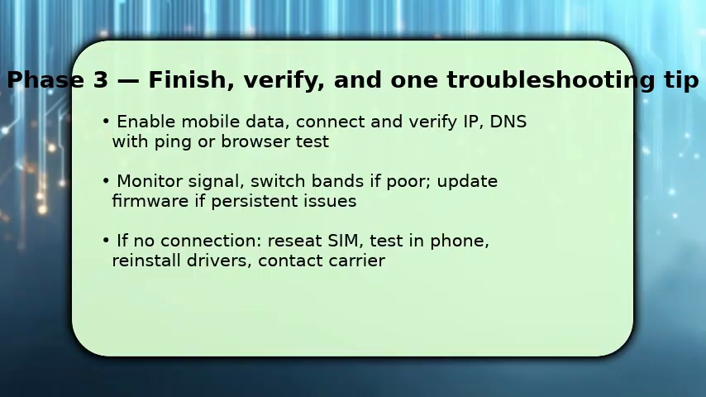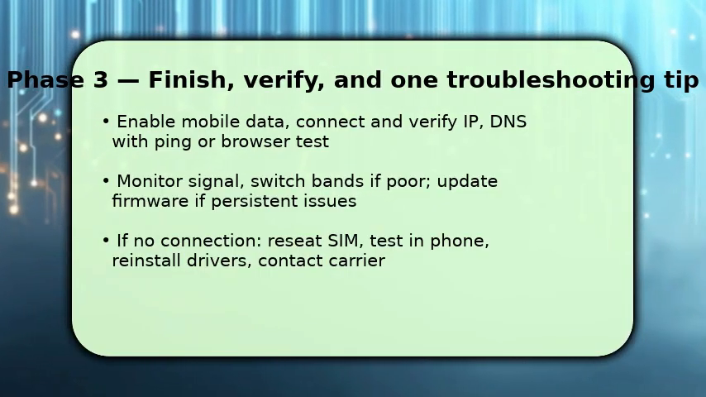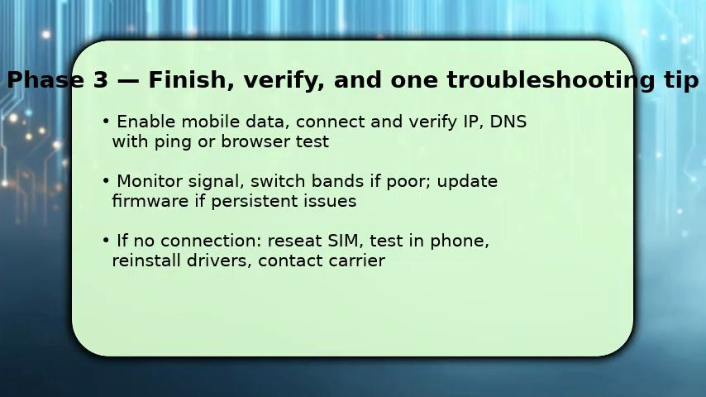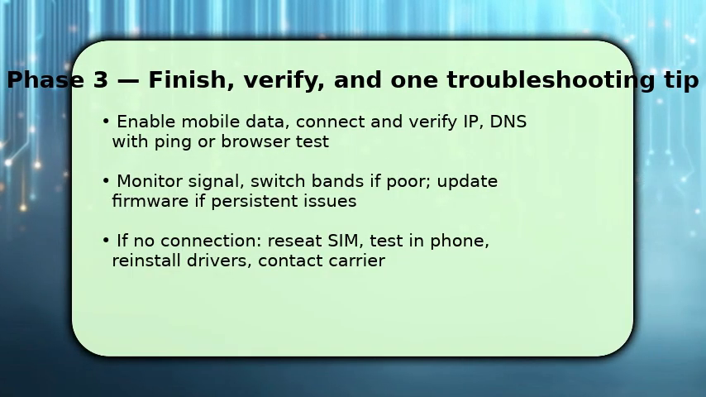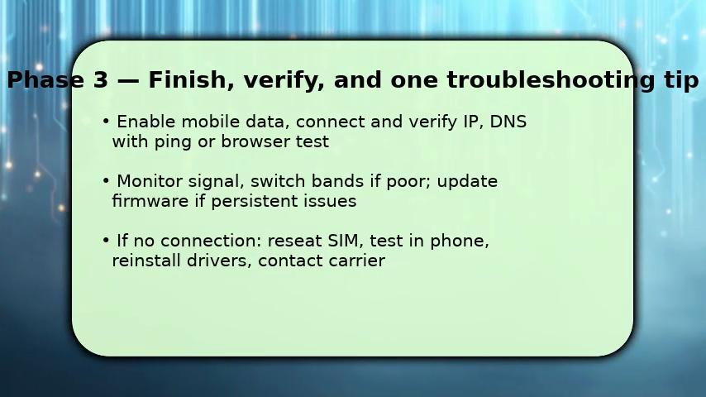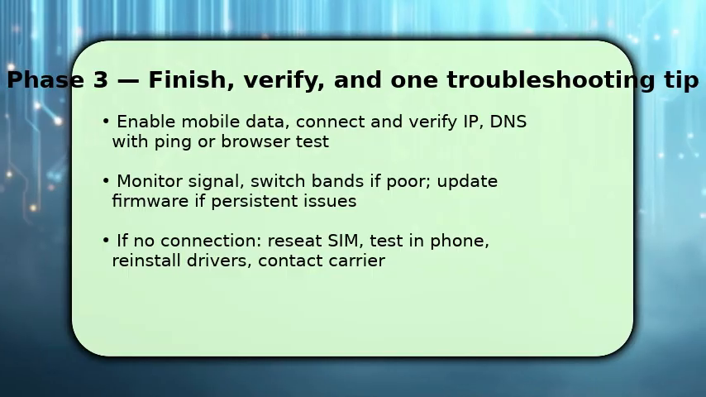Enable the mobile data profile, connect, and test by browsing and pinging a known IP to confirm DNS and routing. If speeds are slow, check signal bars, move to a window, or lock the card to a different band. Make sure firmware is current.